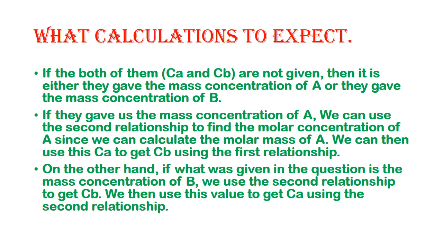On the other hand, if what was given in the question is the mass concentration of B, that is the concentration of B in gram per dm cube, simple, the same way, we use the second relationship to get Cb. We then use this value to get Ca using the first relationship. That is using the concentration of B in mole per dm cube, because it is the concentration of B in gram per dm cube all over the molar mass. The same thing I explained before.